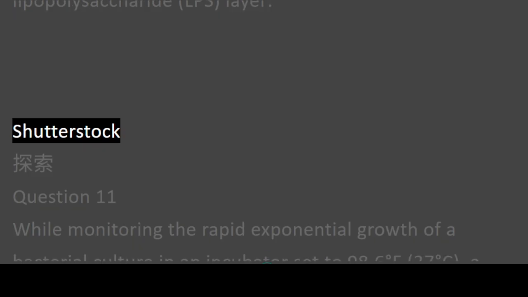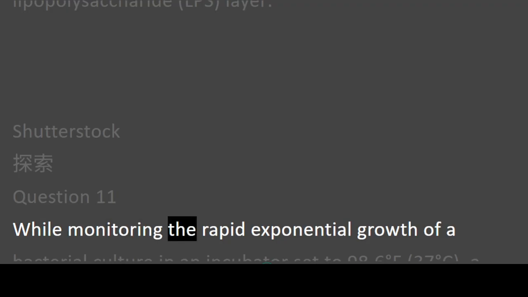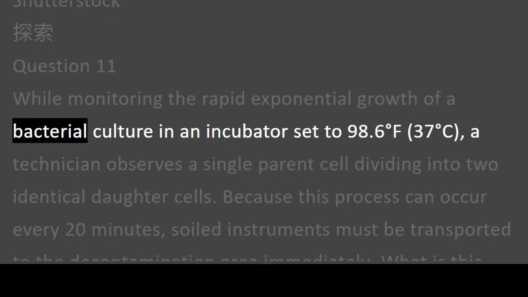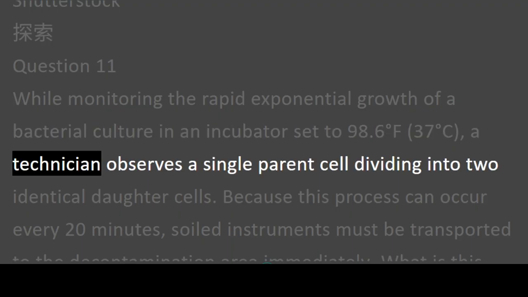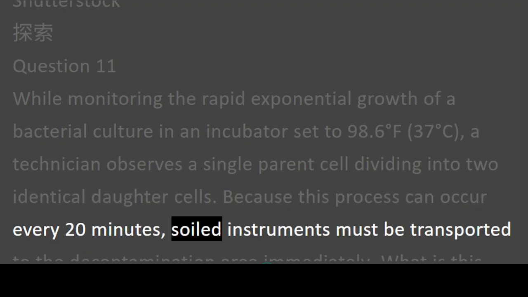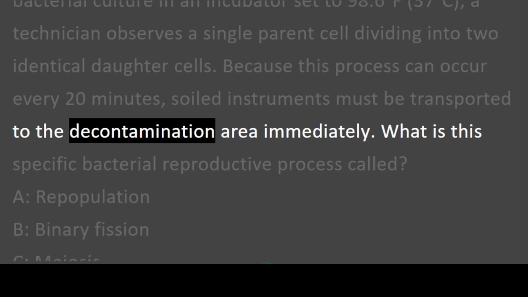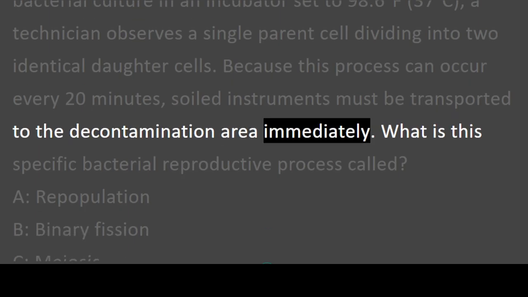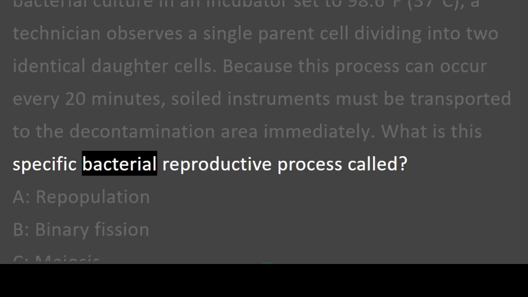Question 11. While monitoring the rapid exponential growth of a bacterial culture in an incubator set to 98.6 degrees Fahrenheit, 37 degrees Celsius, a technician observes a single parent cell dividing into two identical daughter cells. Because this process can occur every 20 minutes, soiled instruments must be transported to the decontamination area immediately. What is this specific bacterial reproductive process called?